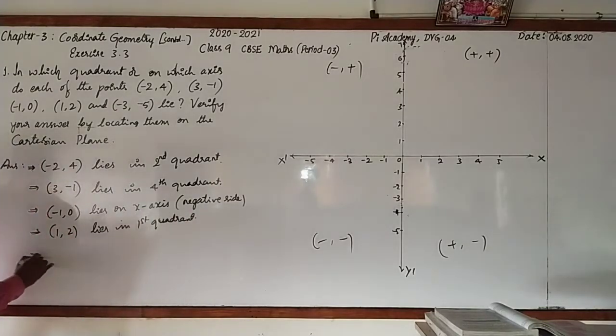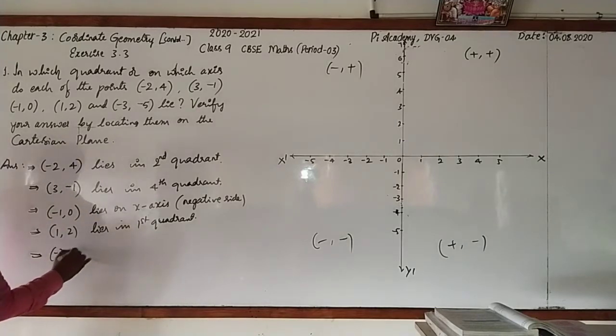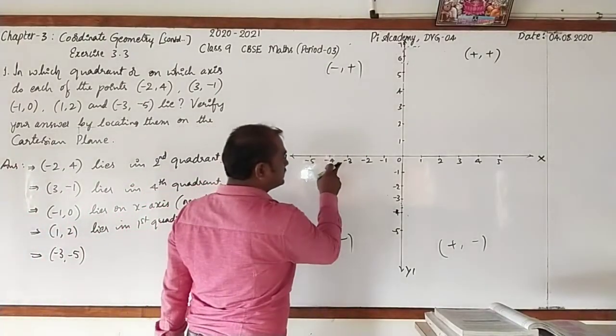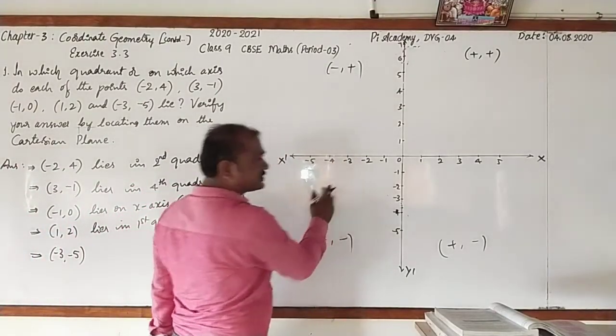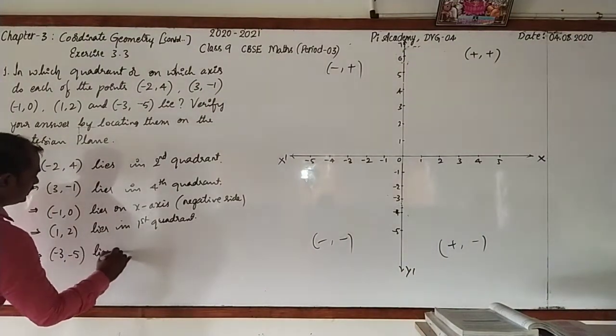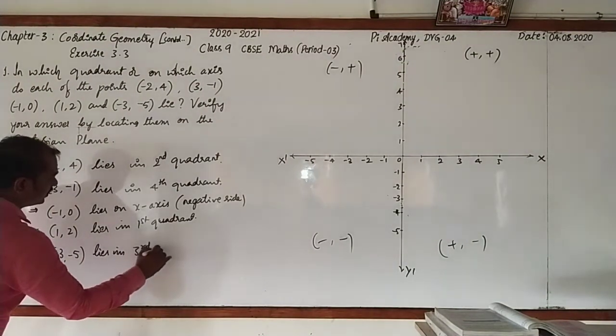Next, another one. The last point is (-3, -5). X is negative, y is also negative. Which quadrant is it? It is the third quadrant. It lies in the third quadrant.